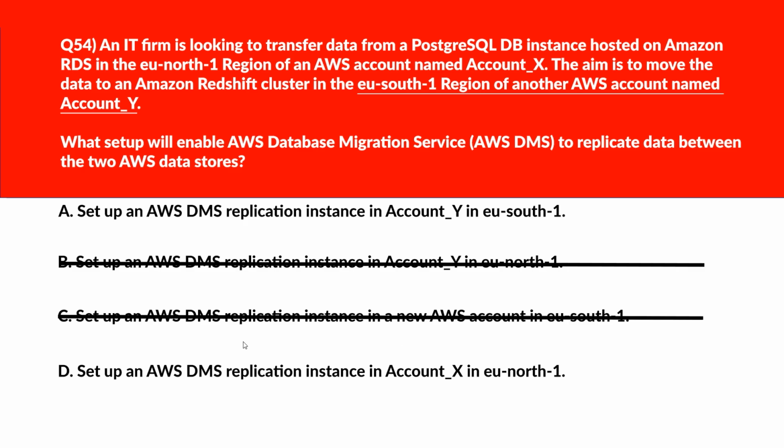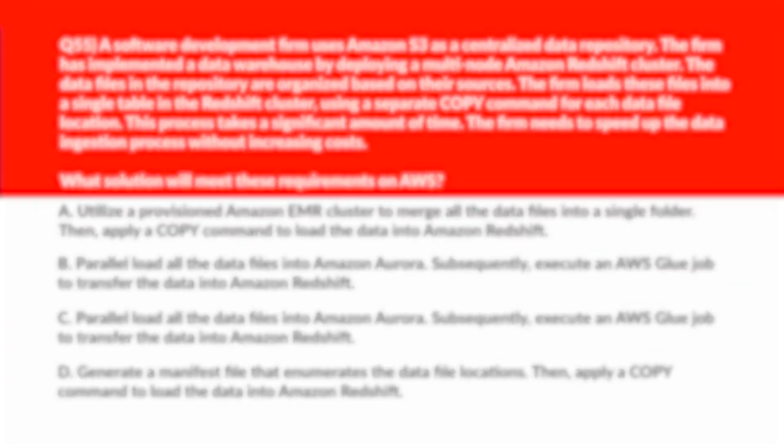Option D, if we look, the replication instance should be in the target account, that is account Y, not X, to facilitate the data transfer to the Amazon Redshift cluster in the EU South 1 region. That being said, D is also wrong. We'll lock option E as the right answer.